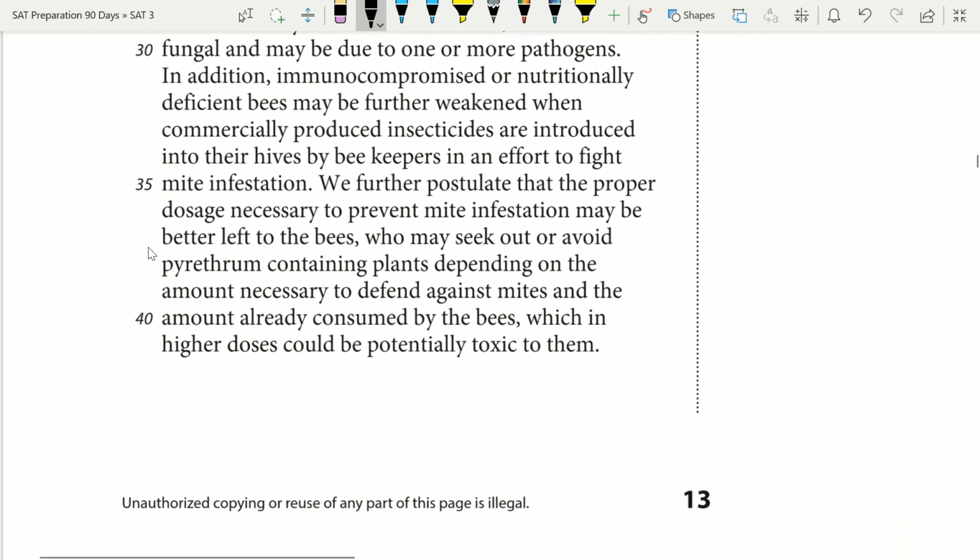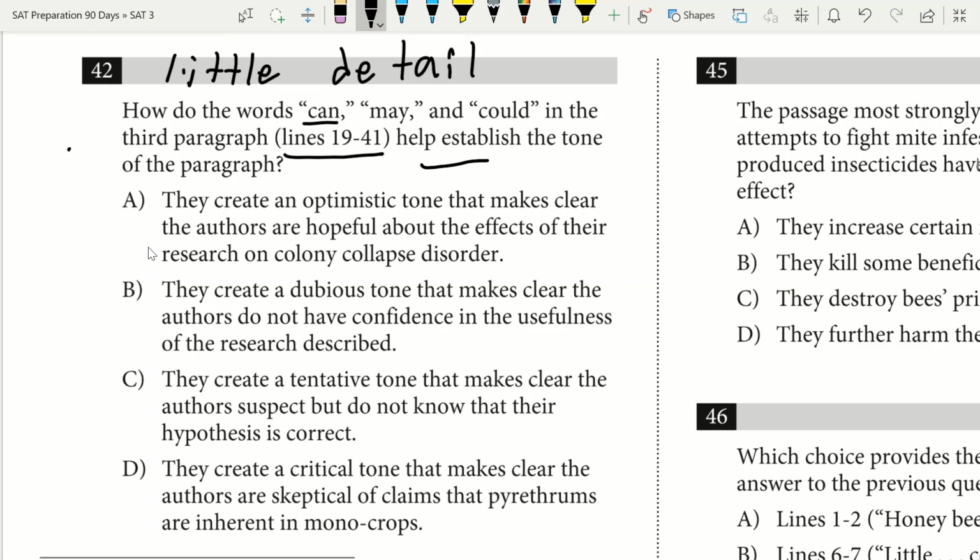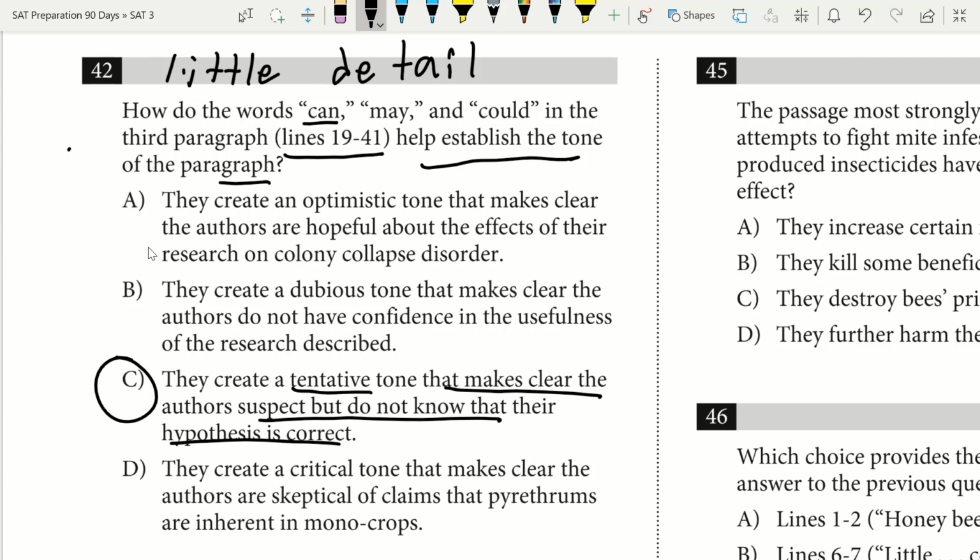So by using the words could, can, may, suspect, all of that is establishing the tone of the paragraph, that they are tentative, right? That they don't know for sure, but that they do suspect, but they don't know for sure that their hypothesis is correct. So that's going to be answer choice C for 42, right? They're not totally sure that their hypothesis is correct, but they suspect that it is. That's them using those can, may, and could.